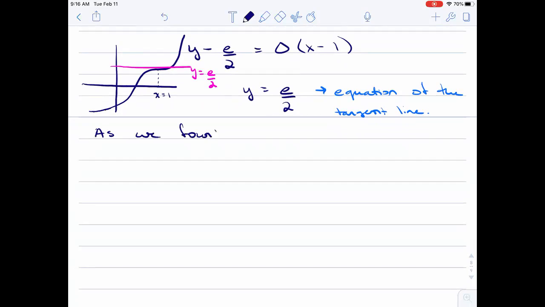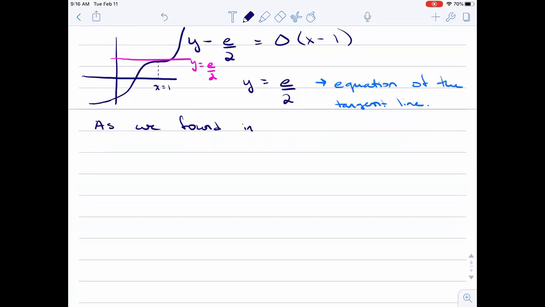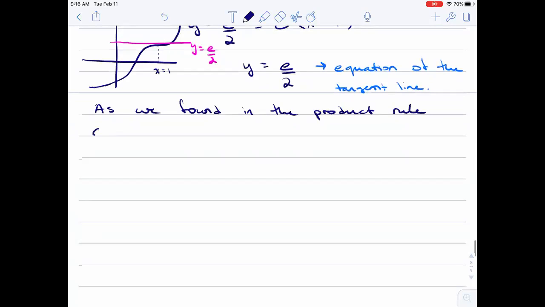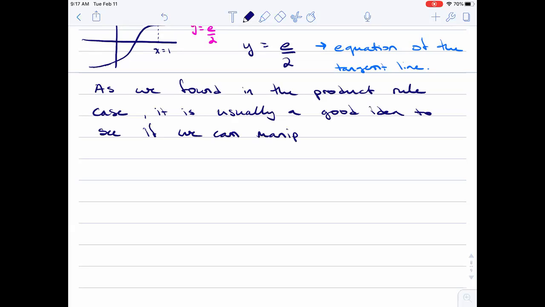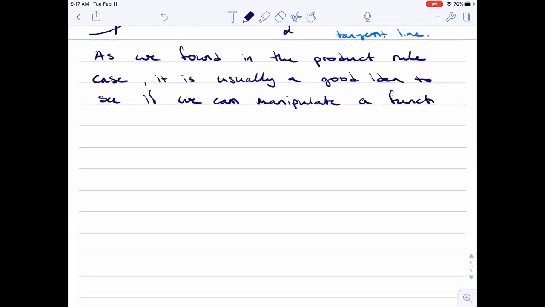And so as we found in the product rule case, it is usually a good idea to see if we can manipulate a function to avoid the quotient rule. And sometimes we can.